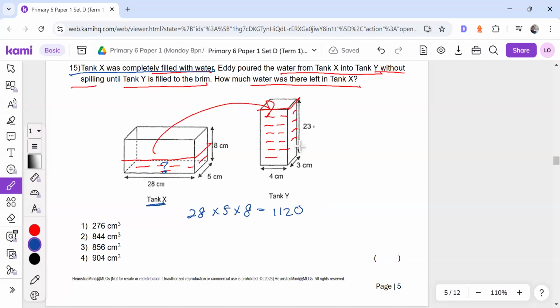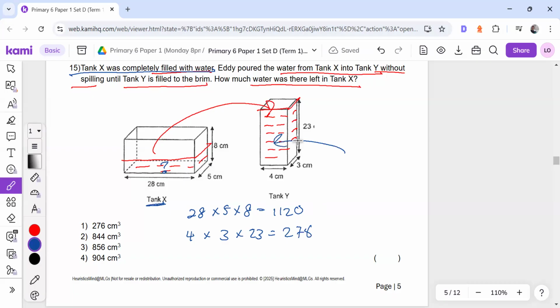Then you pour into tank Y. So what's the volume of tank Y? You take 4 times 3 times 23. You fill up tank Y, so you have to find how much water goes into tank Y. Again, do the working. You have 4 times 3 times 23, you will get 276.